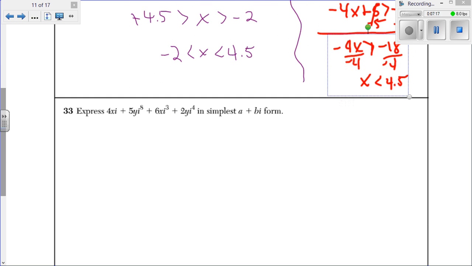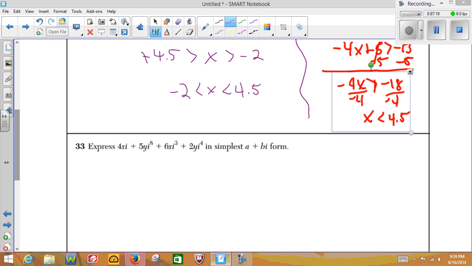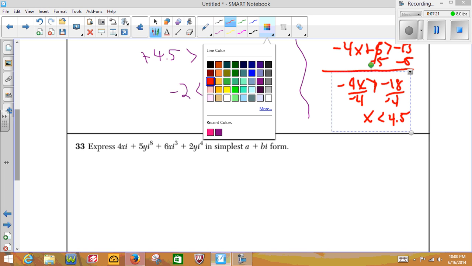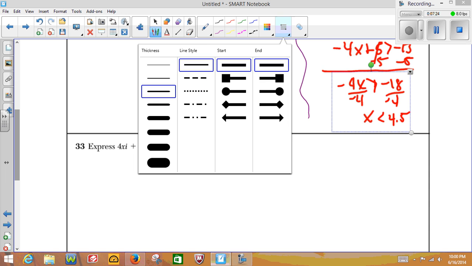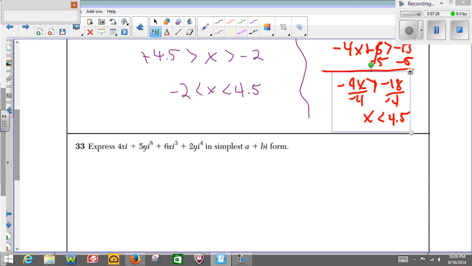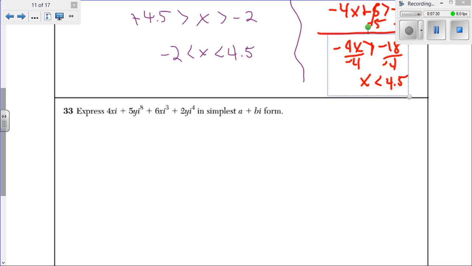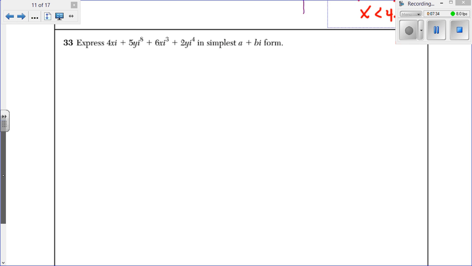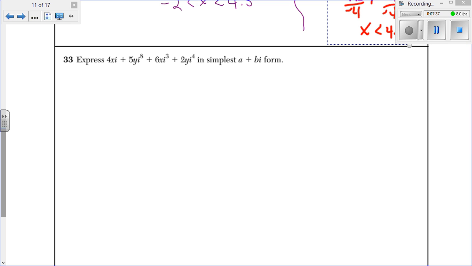All right, simplest a plus bi form. Go back to my pen here. For number 33, express 4xi plus 5y I to the 8th plus 6xi cubed plus 2yi to the 4th in simplest a plus bi form.